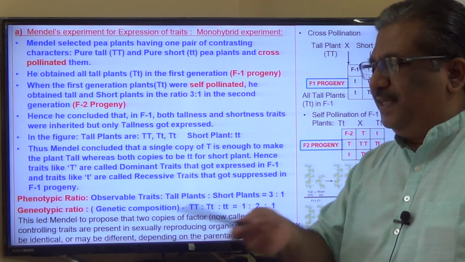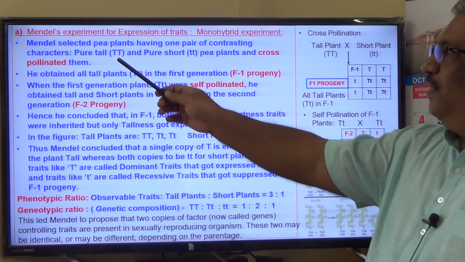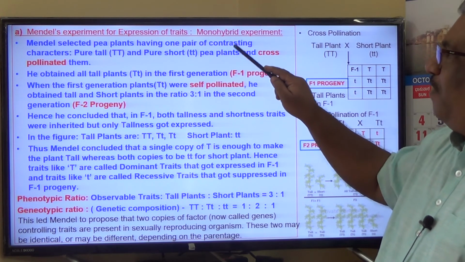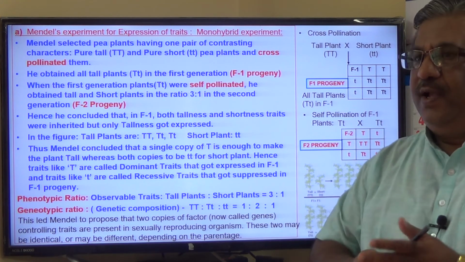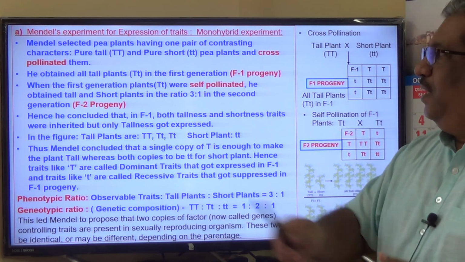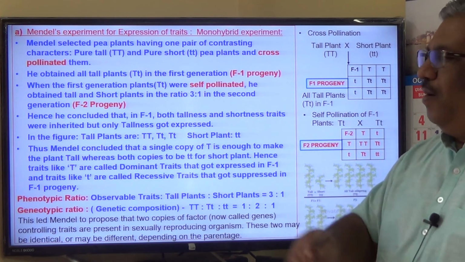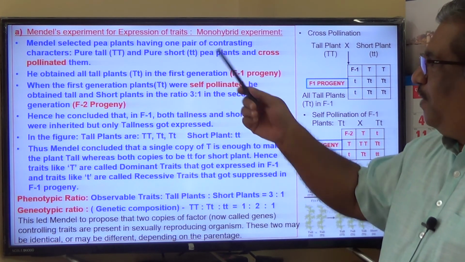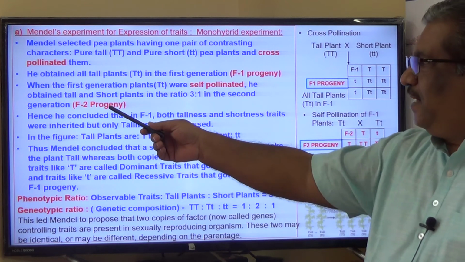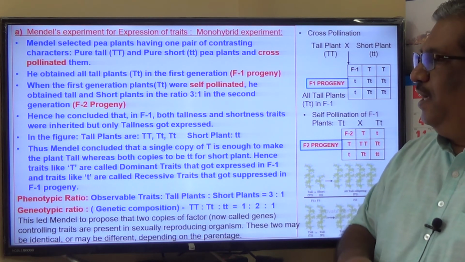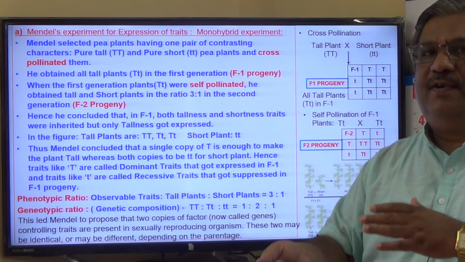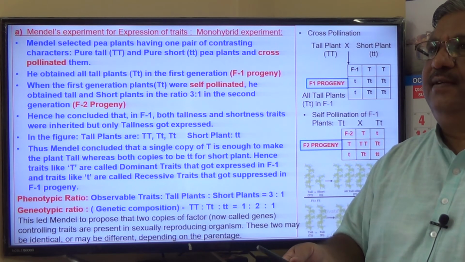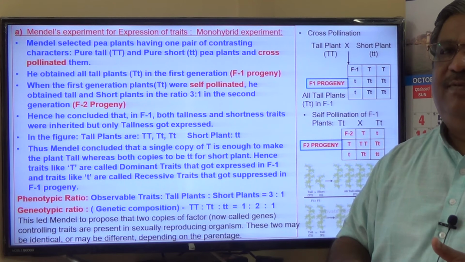So what is the purpose of this experiment basically? Very quickly, Mendel selected pea plants having one pair of contrasting characters, pure tall and pure short. When he cross-pollinated them, in the first progeny he obtained all tall plants. In the second progeny, that means when the first progeny plants were self-pollinated, in the second generation he obtained a combination of tall plants and short plants. In what ratio? 3 is to 1. 75% were tall plants, 25% were short plants.